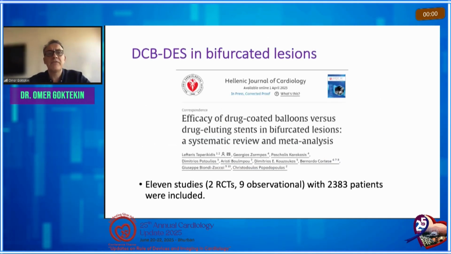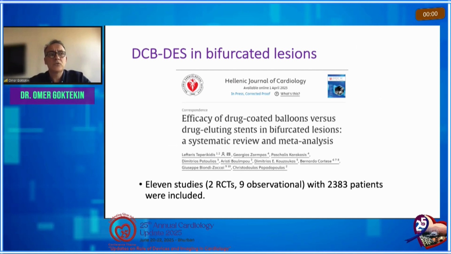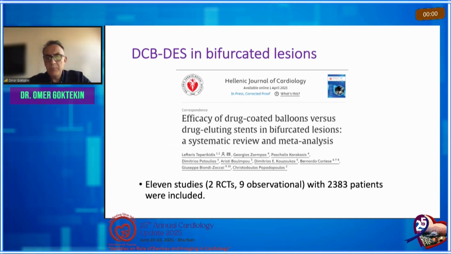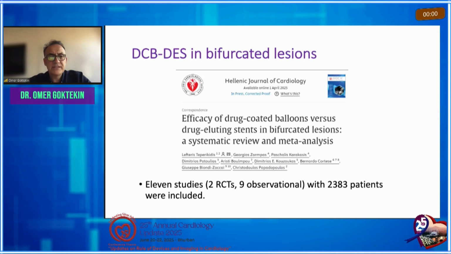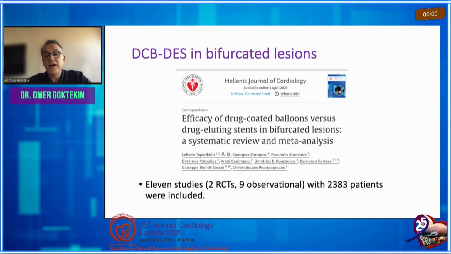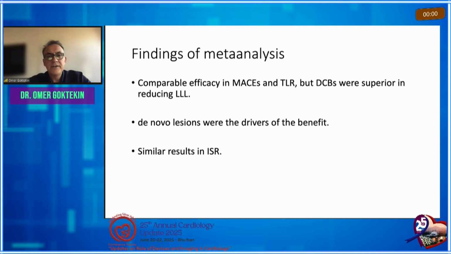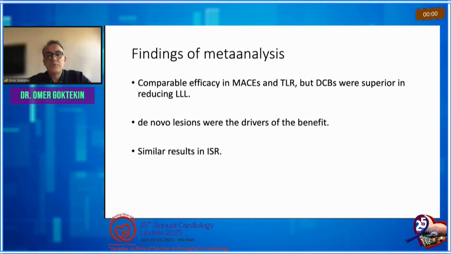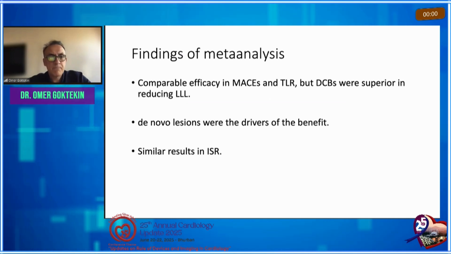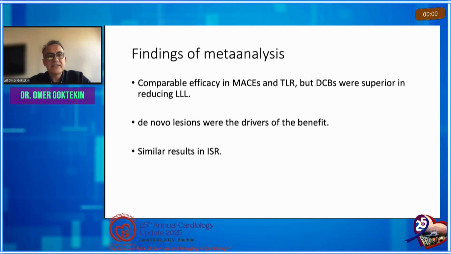How about bifurcation? I think bifurcation is a quite interesting topic for us because it's very complex, and acute occlusion is more frequent, restenosis is more frequent. We have again a meta-analysis, 11 studies, 2 of them RCTs, 9 of them observational. They studied 2,300 patients, and they found comparable efficacy in MACE and TLR, but DCB is superior in reducing late lumen loss. So we have late lumen gain if we do DCB. And de novo lesions were the drivers of the benefit. Similar results in in-stent restenosis.